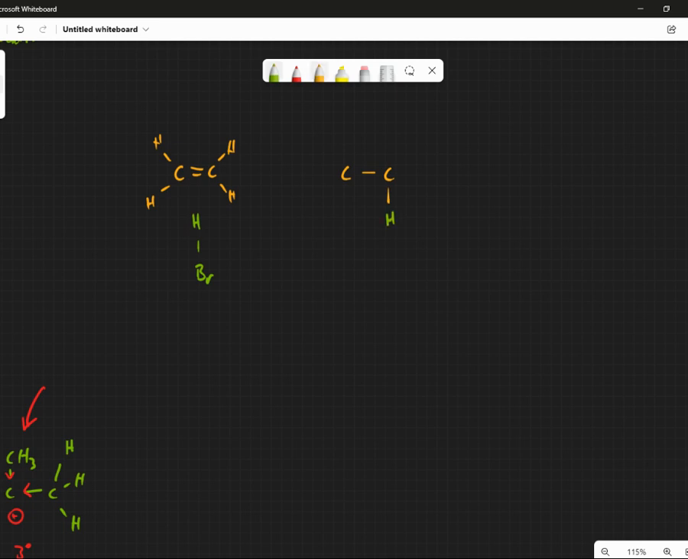So let's say the hydrogen goes there, the one that adds on anyway. And if the hydrogen goes there, it means the other carbon gets the positive charge. And this is the intermediate, which the question is talking about. Okay? And as you can see, the intermediate is what's known as a primary carbocation. Okay, there's the first one.